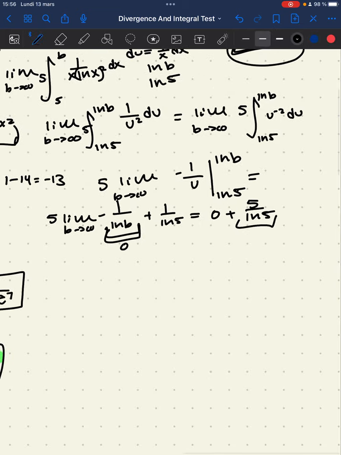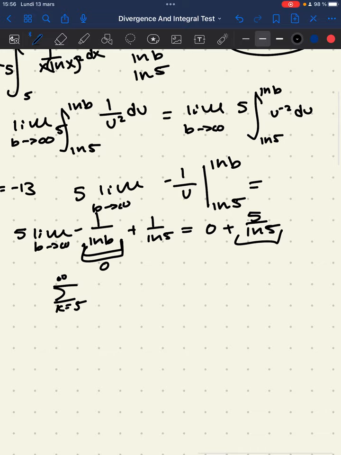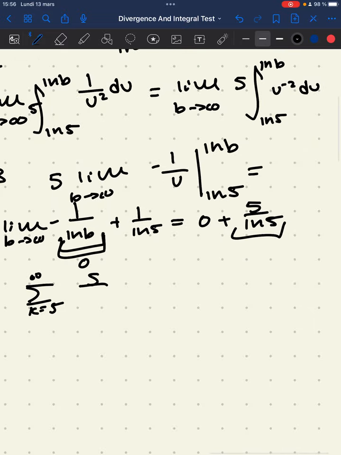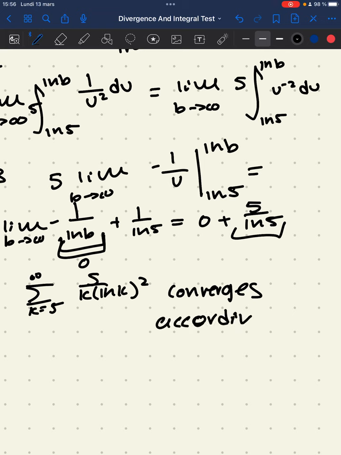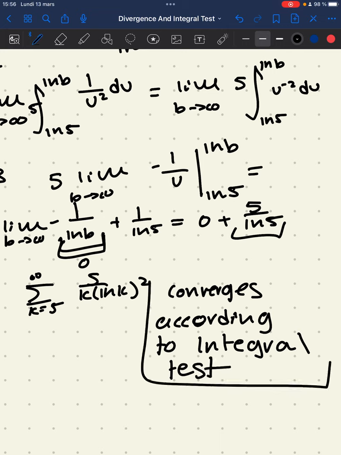And remember, if you get a number, it's not what the series converges to. It just means that the series does converge. So we can say the series starting at 5 going on to infinity of 5 over k ln k squared converges according to the integral test. Integral test. Box it.